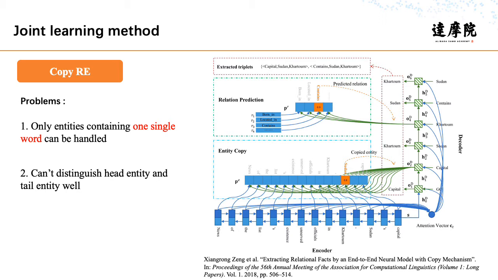Copy-RE is an end-to-end model based on the sequence-to-sequence method with a copy mechanism, which can classify relation types from predefined relational tables or copy entities from the original text at the specified time. But it can't extract complete multi-word entities and can't distinguish head entity and tail entity well.